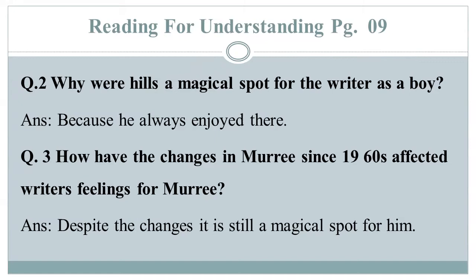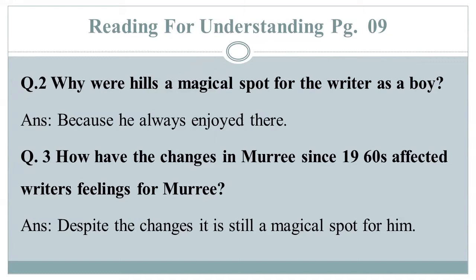Question number 3 is, how have the changes in Murree since the 1960s affected the writer's feelings for Murree? We have read that since the 1960s Murree has faced deforestation and much of its beauty is lost, but despite these changes, it is still a magical spot for the writer. Means he still enjoys Murree. Learn these two questions from this lesson.